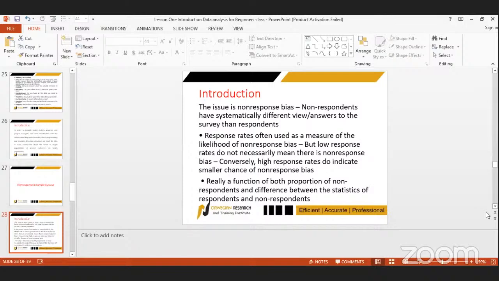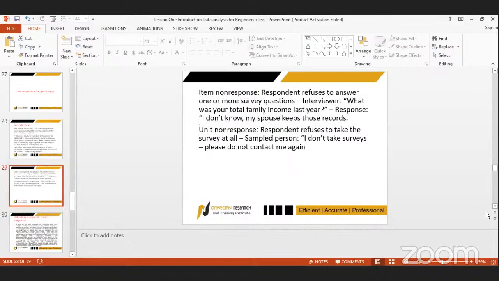Okay, so in this session we just want to look at how we will be doing it. We are saying item non-response: the respondent refuses to answer one or more survey questions. Interviewer: what was your total family income last year? Respondent: I don't know, my spouse keeps those records. So that's the response that you have found from one of your respondents. It means he has not responded to that particular question.